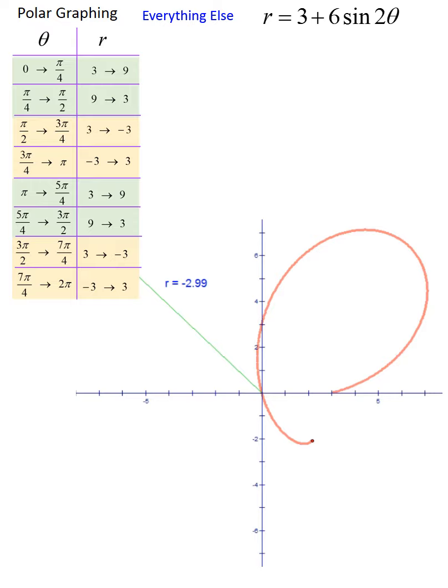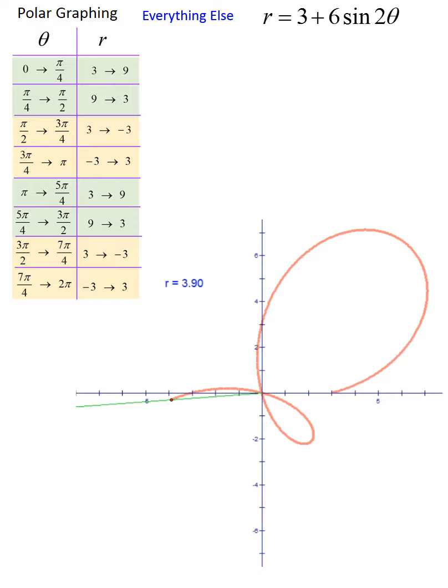Now for the second half of the second quadrant, you'll notice by looking at the table, r goes from -3 back to +3. Let's break that into two parts. Here's r going from -3 to 0, and then from 0 to +3.